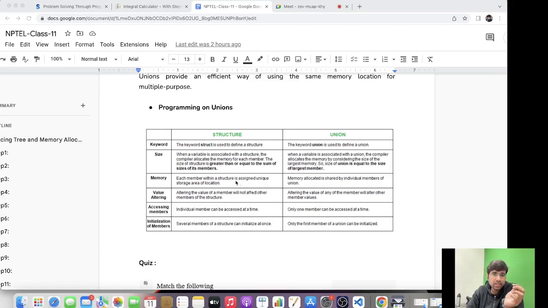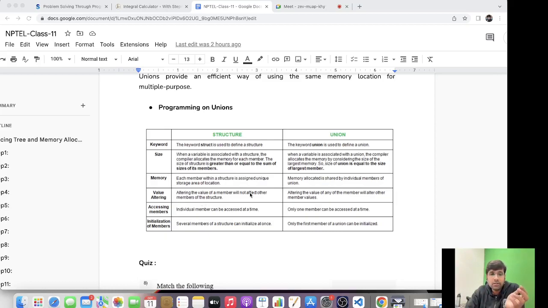Each member within a structure is assigned a unique storage area, whereas in the union, only the largest member determines the memory allocation, and all the values are copied through that particular memory location. That's why we can see the errors, and when we overwrite the values we can't see the previous values, and you can access only one at a time.